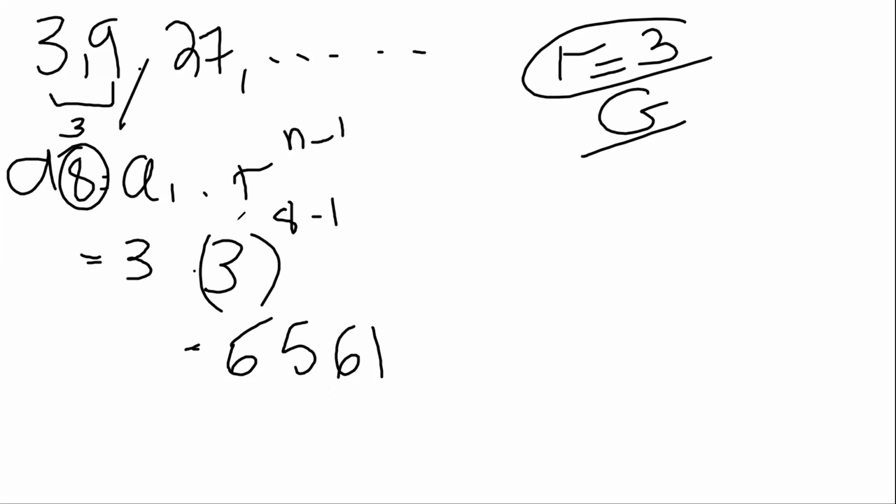Teacher, a sub 8 is 3 raised to 7, right? Yes, 3 to the power 7 multiplied by 3 to be 3 raised to the power 8. Because I write 3 to the power 7, it's equal to 2,187. Okay, then multiply it by 3. Oh, yeah.